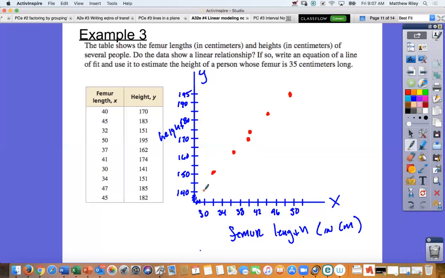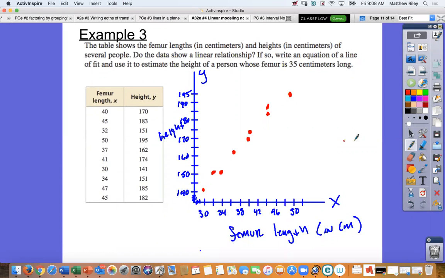30, 141. 34, 151. 47, 185. And then 45, 182, which we pretty much already got. All right. Now we'll talk more about this later.